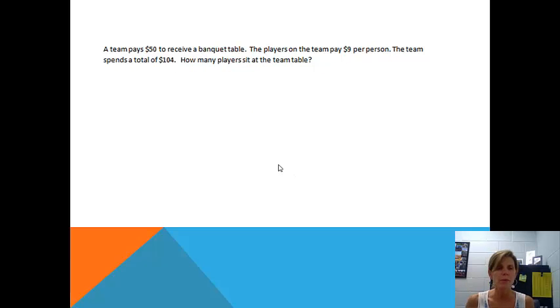Okay, next problem. A team pays $50 to receive a banquet table. The players on the team pay $9 per person. The team spends a total of $104. How many players sit at the team table? This time, notice they did not give us an equation, so we're going to have to write one first. A couple things that I'm going to notice, it does say how many players, and they did not give me any variables, so since I'm looking for how many players, I'm going to let P equal the number of players.